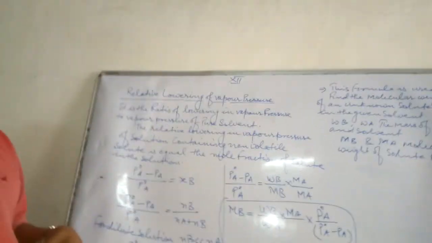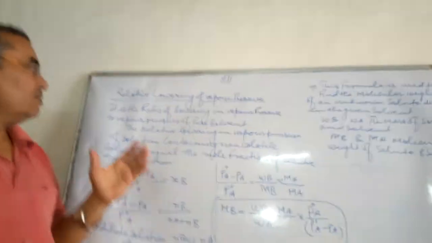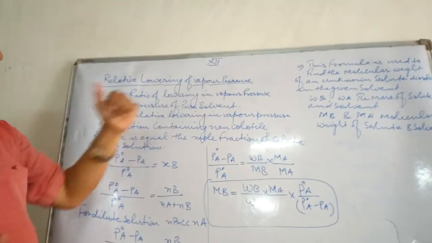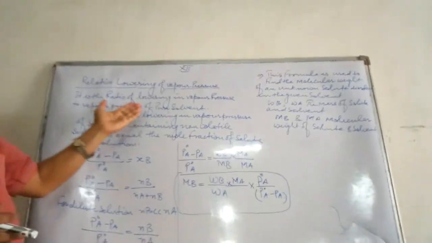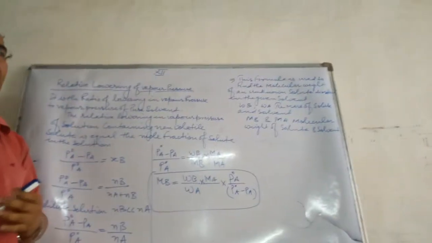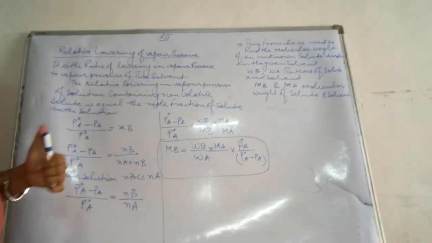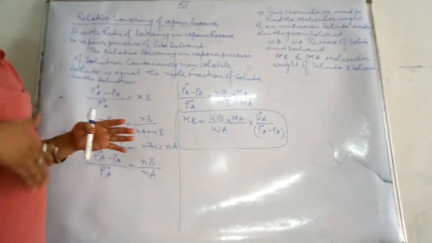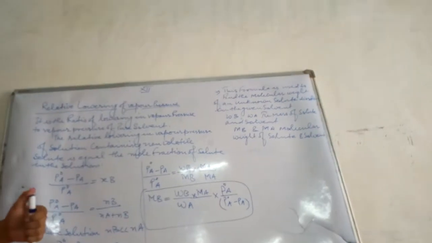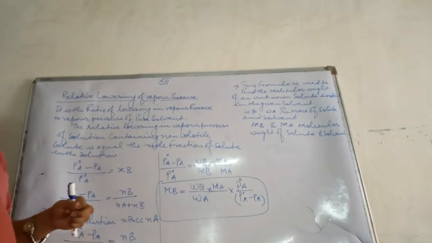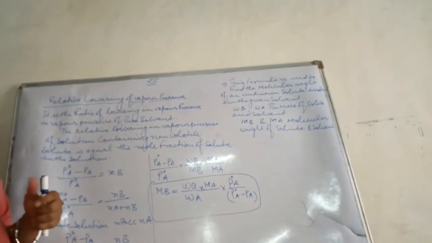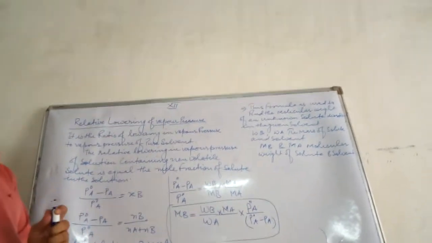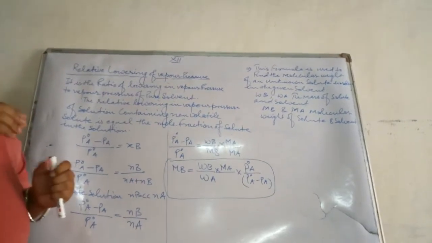You know, it is the ratio of lowering in vapor pressure to vapor pressure of pure solvent. Children, assume a situation. Take pure water filled in a beaker. Definitely pure water has its standard vapor pressure P0, and when we add some salt, NaCl, or sugar as a non-volatile solute, it is okay.